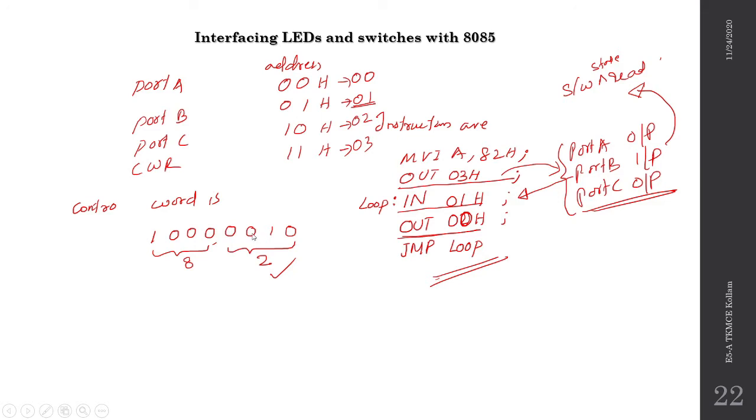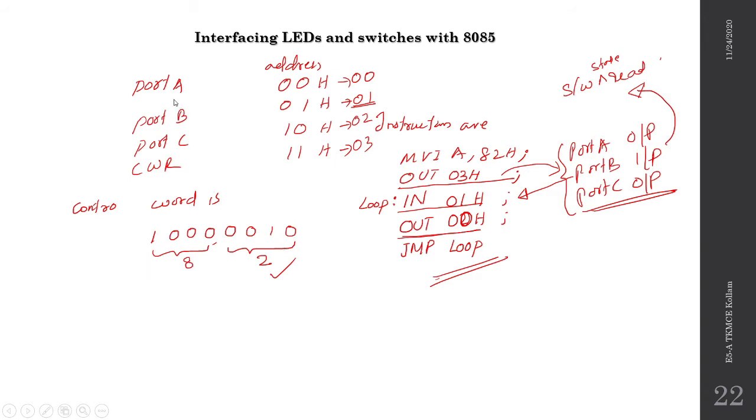So it is 0. Then port B is input port. It is used for receiving the status of the switches, so it should be 1. And port C lower is 0, that is output port. When we convert this into hexadecimal, we obtain the value 82H.